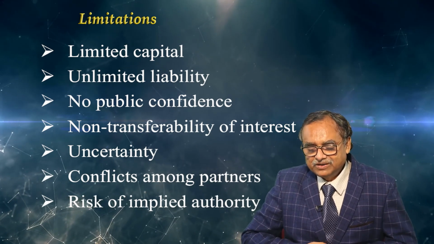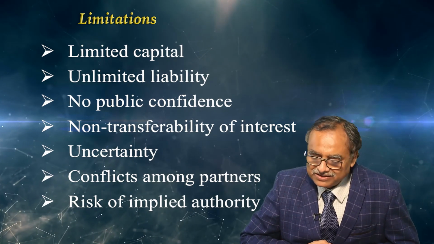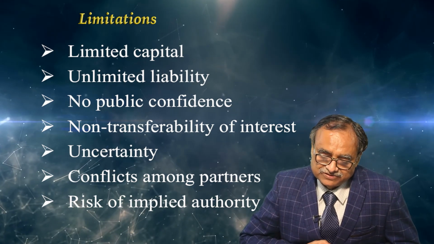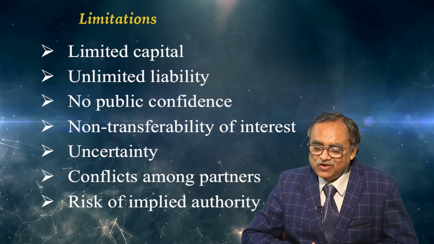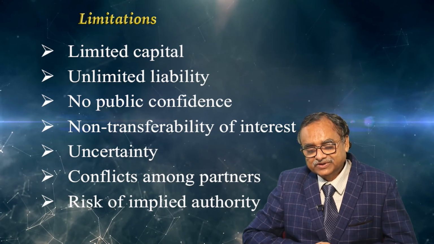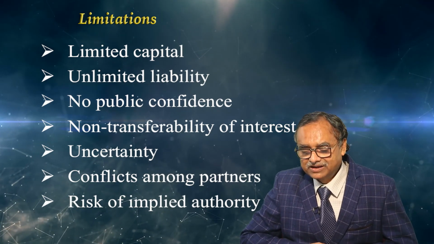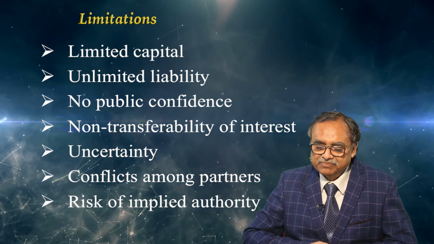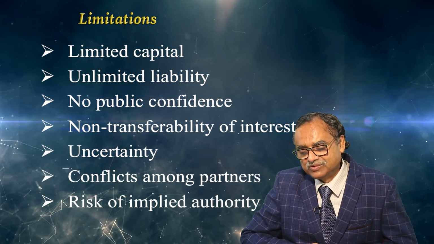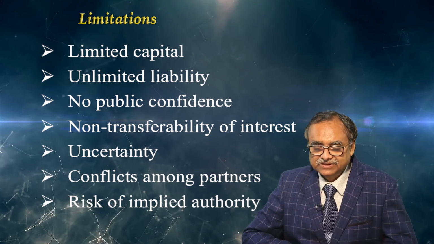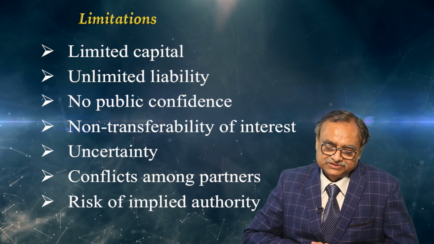Next is risk of implied authority. As you all know, the partner is an agent of the partnership firm, and he acts on behalf of all the partners. Therefore, sometimes if one partner is a dishonest or incompetent partner, that may create a big problem for the partnership firm, because he may create huge problems which may be very complex. Therefore, there is a risk of implied authority in the partnership firm.